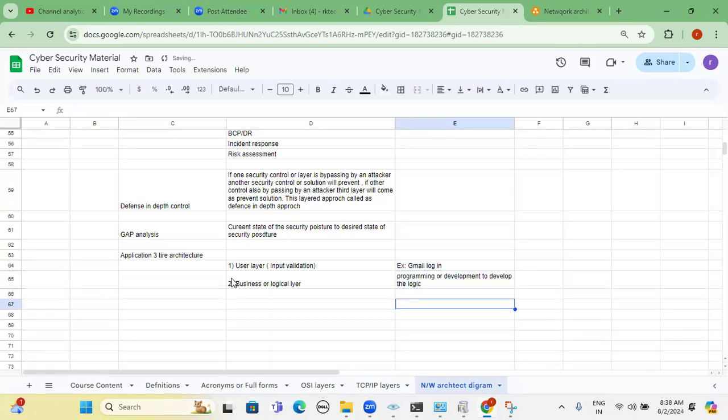Obviously, the last one is the database layer. The database layer can verify the authenticity and also what type of data the user can access, whether he is available or not. So that is the authorization point of view. These three layers fall under the application three-tier architecture. Okay. Next one is inbound traffic.